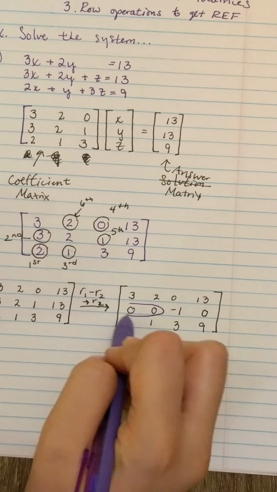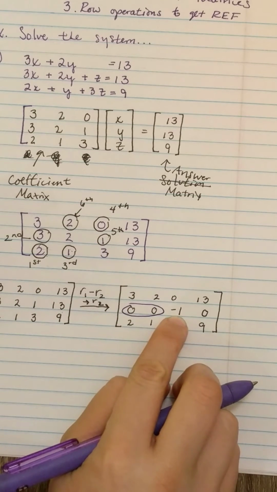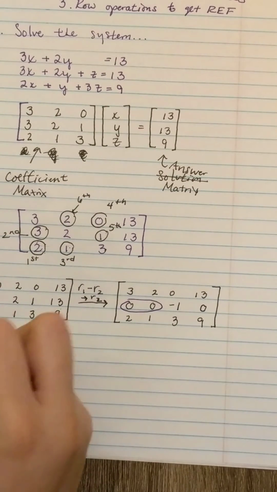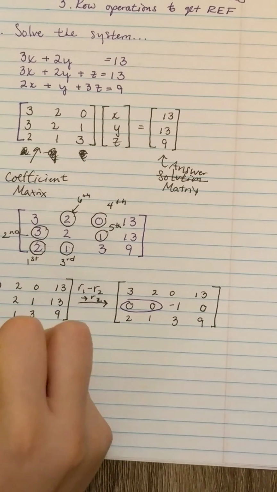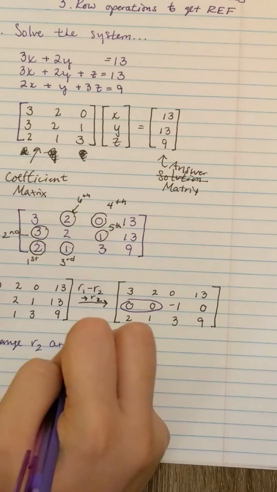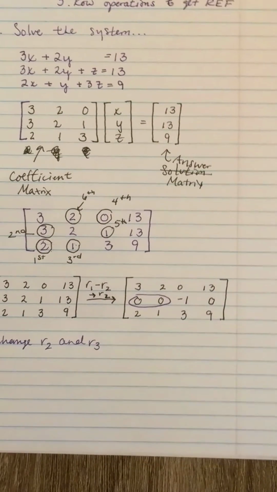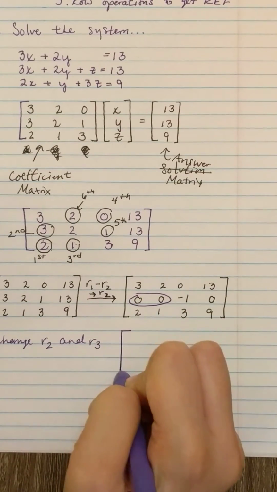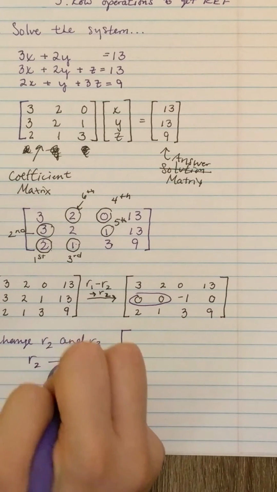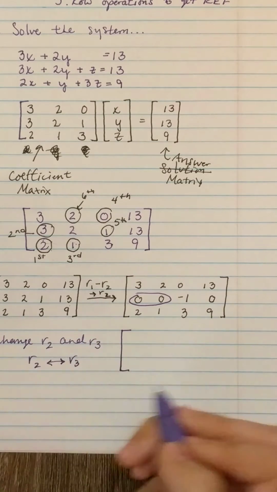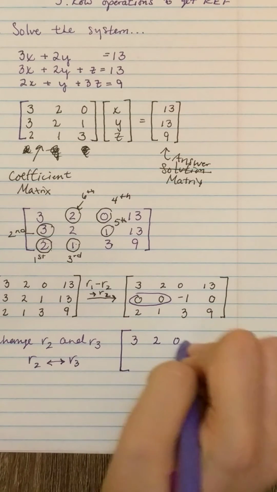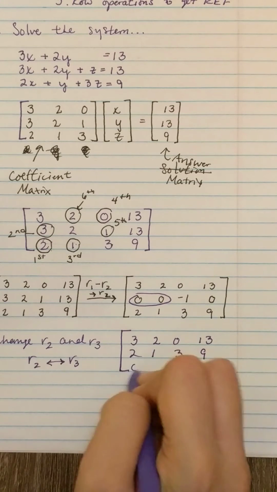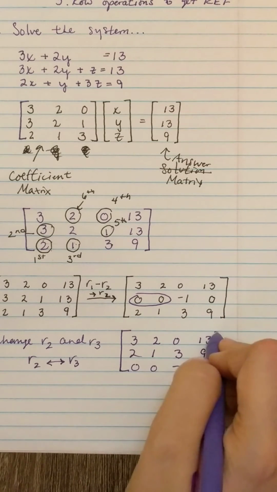Well, I have 2 zeros and a pivot point. Well, that needs to be my pivot point when I move it. So I'm going to exchange R2 and R3. So I need those zeros on the bottom. So shorthand, R2 and then the arrow facing both ways, R3. And then 2, 1, 3, 9, 0, 0, -1, 0.